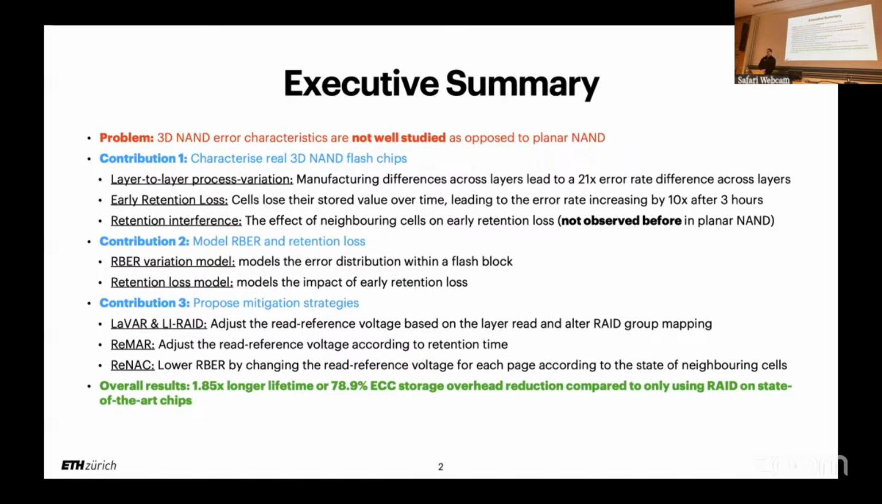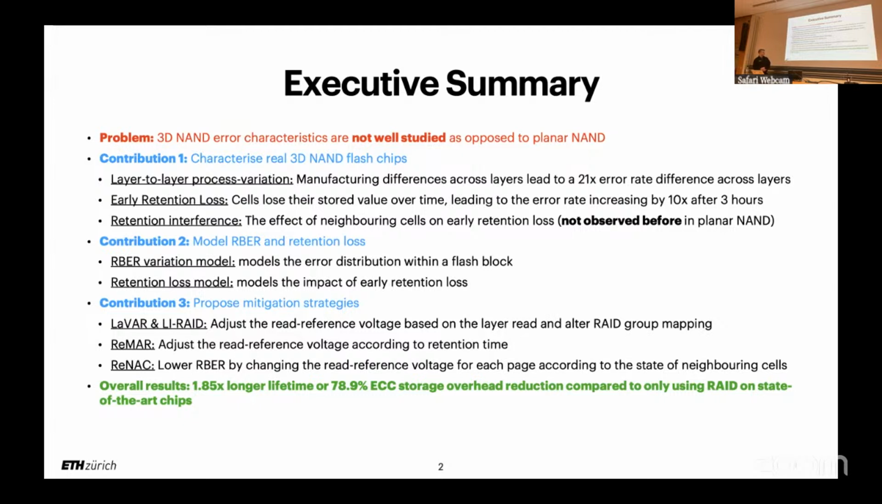For the first error source, they proposed LaVar and RAID, which basically is a method where you adjust the read reference voltage based on the layer that you're reading from, and you change the RAID mapping slightly. In Remar, we adjust the read reference voltage according to the retention time, and in Reac, we adjust the read reference voltage according to what vertically adjacent neighbor we have.